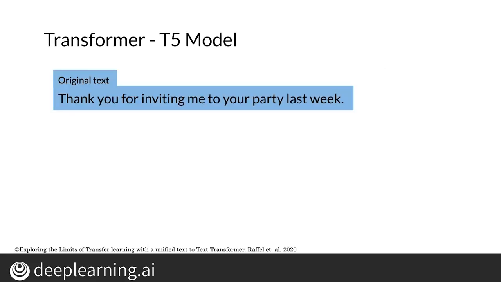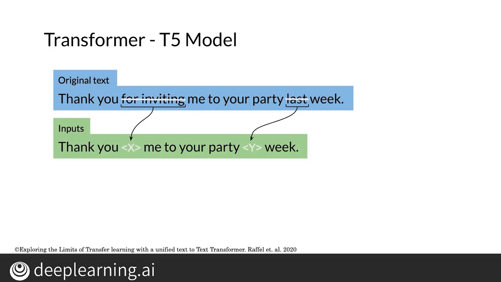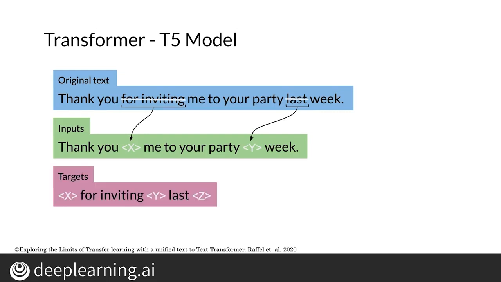So the model architecture and the way the pre-training is done, first of all, is you have an original text, something like this: "Thank you for inviting me to your party last week." So you mask certain words, so "for inviting" and "last", and then you replace them with tokens like bracket X, bracket Y. So bracket X corresponds to "for inviting", and bracket Y corresponds to "last". And your targets are going to be bracket X "for inviting", bracket Y "last". And these tokens or brackets keep going in increment order. So then it's bracket Z, then maybe bracket A, bracket B, and so forth. So each bracket corresponds to a certain target.